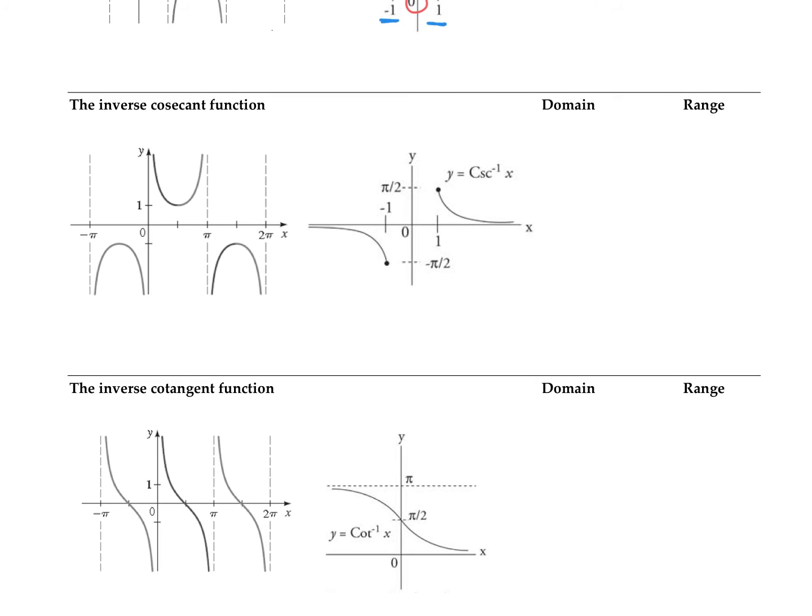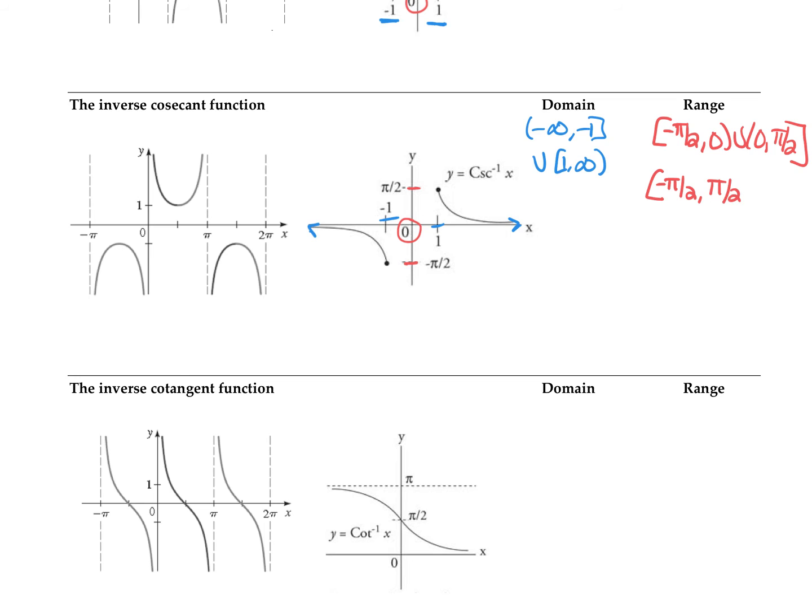Similarly with cosecant, I can see that my domain is going to be negative infinity to -1, and then 1 to infinity. And then my range is going to go negative pi over 2, can't touch 0 to pi over 2. So again, there's 2 ways to write that. We can write it with a union of negative pi over 2, 0, union 0, pi over 2, because again, there's that asymptote at 0. Or we can say the range goes negative pi over 2 to pi over 2, but y just can't equal 0. Either way works with me.